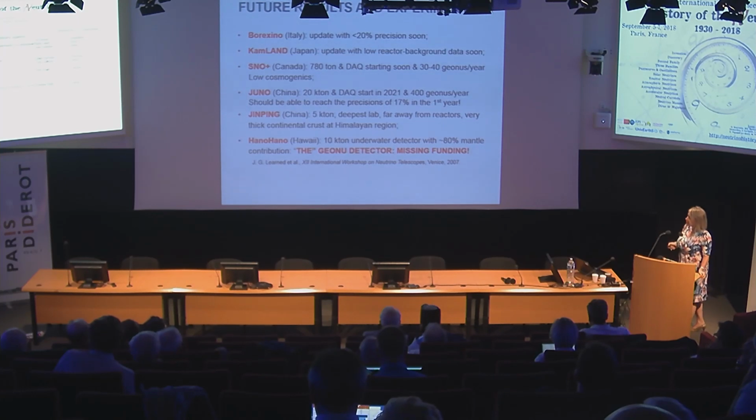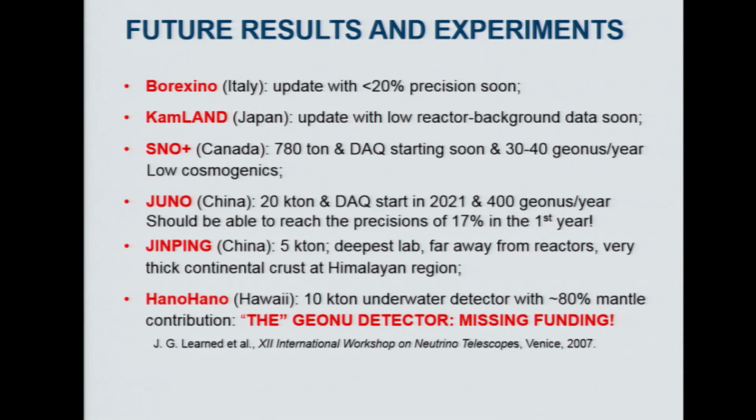We expect soon updates from Borexino and KamLAND. SNO+ is coming on the scene in a very deep lab with low cosmogenic background. They expect 30 to 40 geoneutrinos per year. JUNO is expected to start data taking in 2021. And due to its large mass of 20 kiloton, it expects 400 geoneutrinos per year. And it has the possibility to measure within the first year the geoneutrino flux with 17% precision.